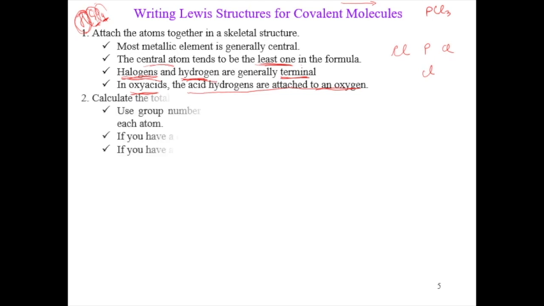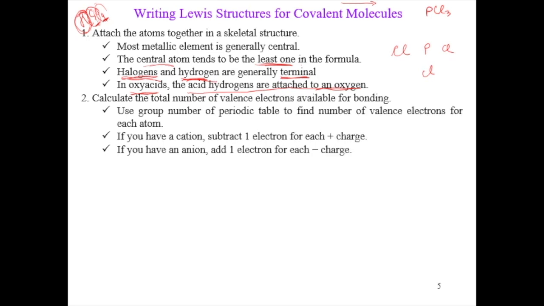Then we come to the second rule. The second rule says to calculate the total number of valence electrons available for bonding. Use the group number in the periodic table to find the number of valence electrons for each atom. Then you add those up, or sum it up.